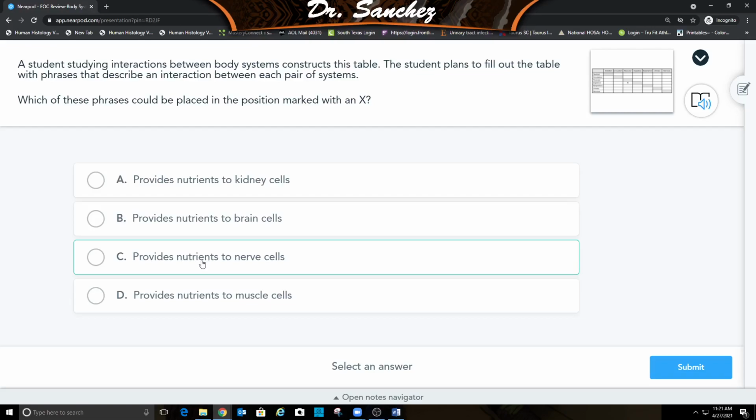And here it is, Marisol. It's all you. What about nutrients to nerve cells? Yeah, but does the muscular system have to do with that? No. What about nutrients to muscles? Do muscles need nutrients? Yeah. Where do you get nutrients from? Digestive system, and who delivers them? Circulatory. So just take away the middleman. That's all they're doing. Does the digestive system provide nutrients to the muscles? Yeah. So is that your answer? If you think that's your answer, pick it. Good job.